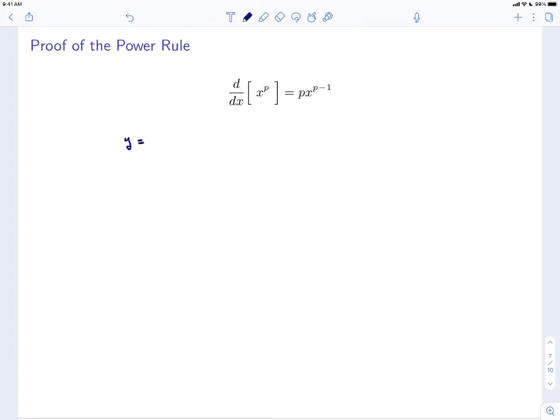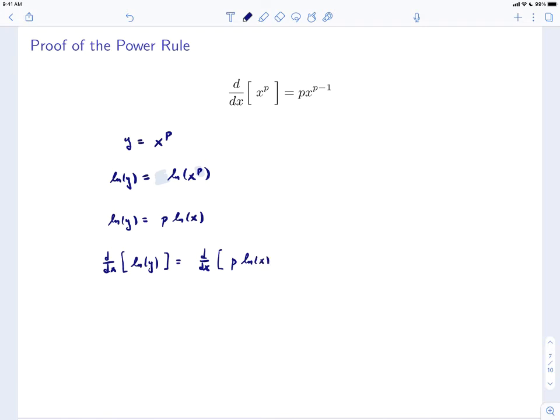We start with y equals x to the p, and then we just apply the natural logarithm to both sides. So ln of y is equal to ln of x to the p. And now we do the usual trick where we take the exponent outside of the logarithm and put it in front. So now we'll have that ln of y is equal to p times ln of x. And now we differentiate both sides with respect to x. So this will give us the derivative with respect to x of the natural logarithm of y is equal to the derivative with respect to x of p times ln of x.